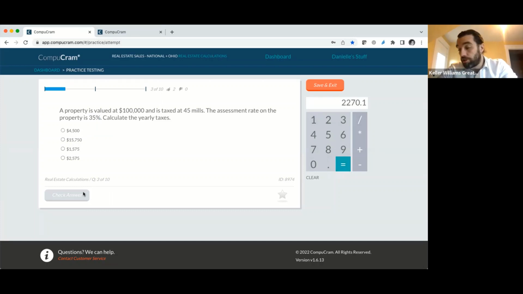All right, same question again. So everybody should be able to do this and get this. So I expect to see a lot of answers in the chat box. The property is valued at $100,000 and taxed at 45 mills. The assessment rate on the property is 35%. So go ahead and calculate the yearly taxes. Is it A, $4,500, B, $15,750, C, $1,575, or D, $2,575?